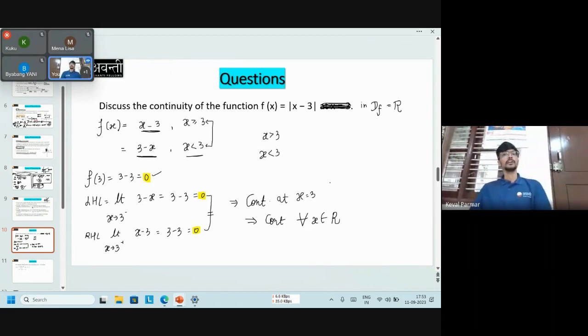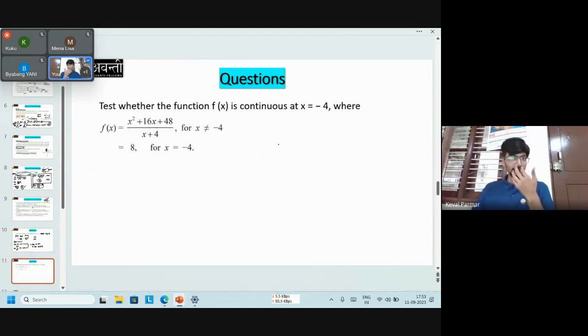Got it? So if the continuity point is not mentioned, that means they expect us to check the continuity where the function changes its definition. Okay, let's look at one last example here. Test whether the function is continuous at x equal to minus 4.